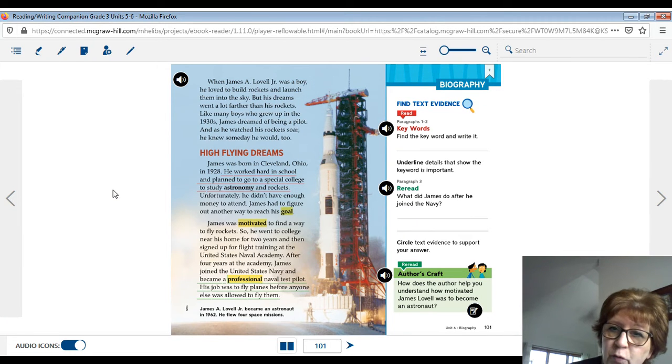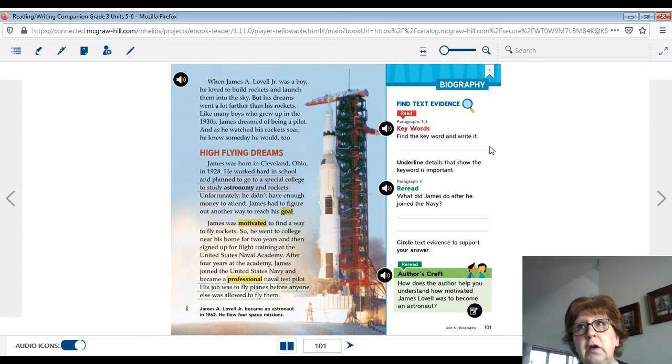So we're going to talk about keywords. Has to do with our first question here. Keywords are important words to the topic. In many cases with our textbooks, they're going to be in bold print, but that's not always going to be the case. So you do need to be able to recognize them. So it has to do with our topic. It has to be important. And so they're telling you here in paragraphs 1 and 2 to find the keyword.